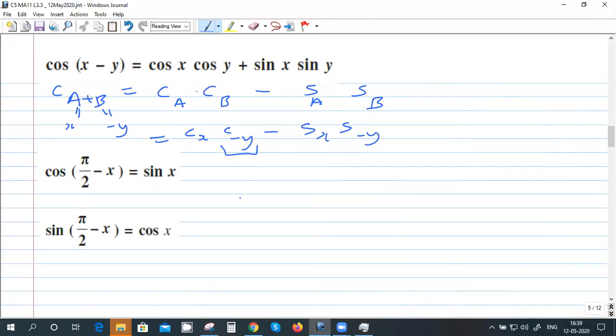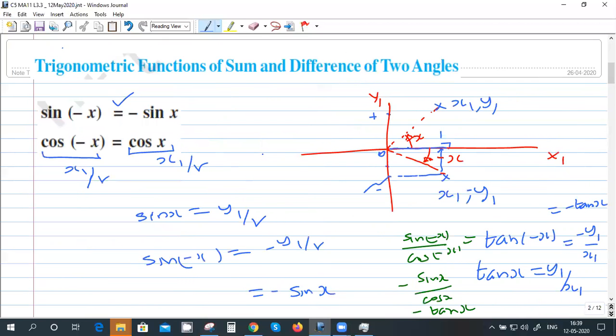In cos, the minus sign will get absorbed. It will disappear. So this is the same as cos y. And in sin, the minus sign will come out. That's what we saw here: sine of minus x, the minus sign will come out. Cos of minus x, the minus sign will disappear. Tan of minus x, again the minus sign will come out. So only for cos, the minus sign will disappear. For sine and tan, the minus sign will come out. That's what we're using here.